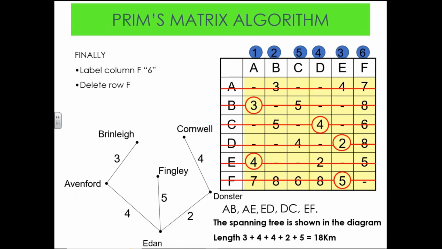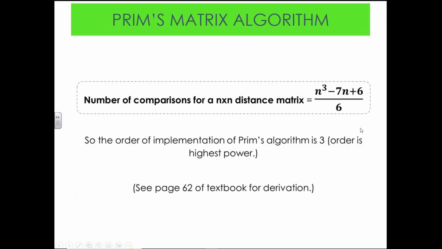There's a little bit underneath about the number of comparisons for this. You don't need to go away and learn that. And if you are interested, you can have a look in the textbook for this. But basically, all you need to know is that Prim's algorithm has an order of n cubed. So remember we talked about that in the algorithms pack. But if you need this for a question, they'd give you it.